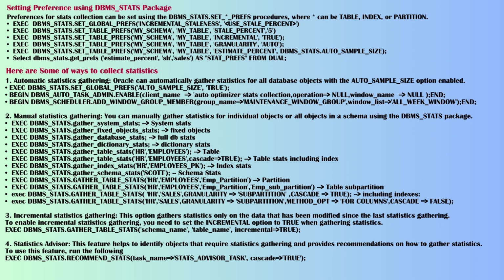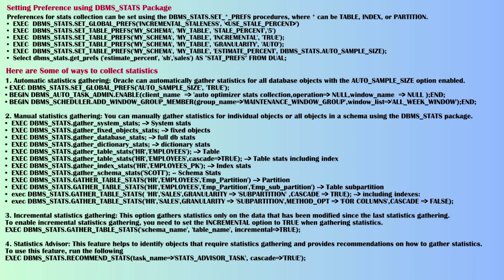These preferences can be set using the dbms_stats.set_*_prefs procedures, where the asterisk can be table, index, or partition. For example, to set the estimate_% preference for a table, you can use the following command. dbms_stats.set_table_prefs, schema_name, table_name, estimate_%, 10. This would set the estimate_% preference to 10% for the specified table.